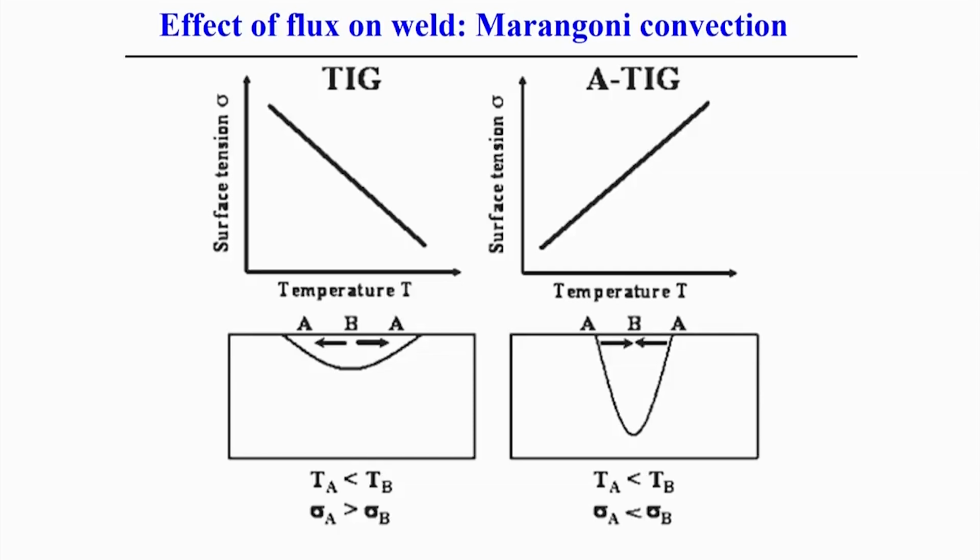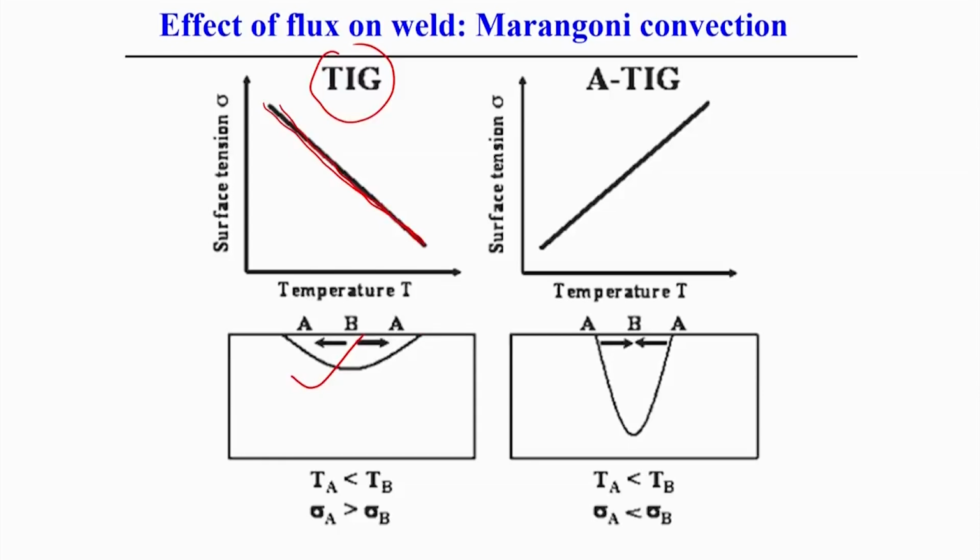So, in this case also, in the normal TIG welding process, this is the surface tension gradient. If the gradient is like this, that means a negative gradient, then the flow pattern can be like this, that means material flows from the center to the outward periphery, and that actually brings a wide width and low penetration.